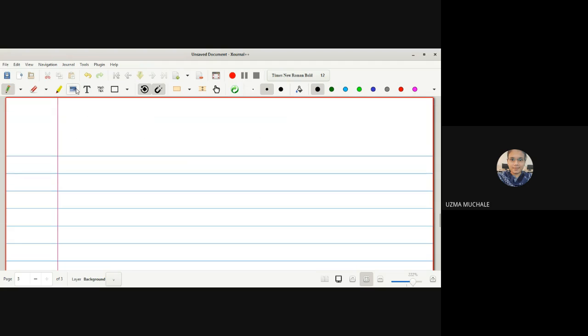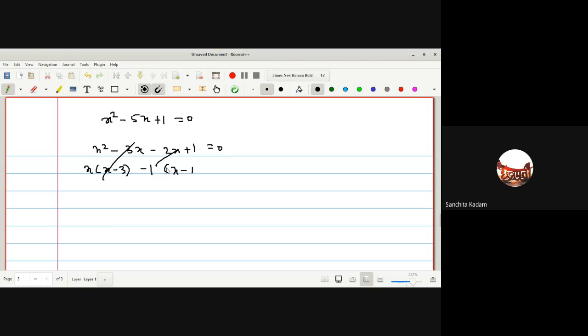So in this way, you have to recognize and solve the example. Let me ask you one more question. Suppose the equation is x square minus 5x plus 1 equal to 0, right? How do you write the roots? x square minus 3x minus 2x plus 1 equal to 0, right? Then we write x common, x minus 3, and 1 common, then x minus. We will find out the roots for this. Can you tell me what are the roots for this equation?